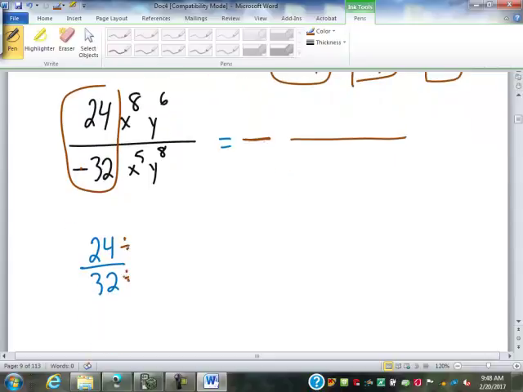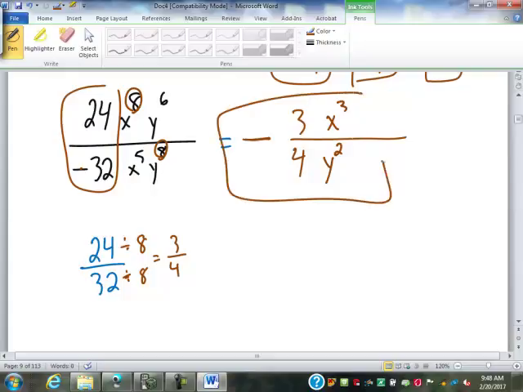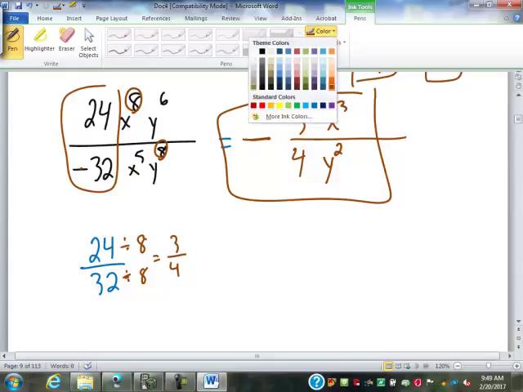What can both 24 and 32 be divided by? 8. Good. 24 divided by 8 is 3. 32 divided by 8 is 4. So 3/4 is going to be the number part of this. The negative is going to be out front. How about x? Top or bottom? Top. Power of 3. Good. The larger power was the 8. It's on top. 8 minus 5 is 3. Y? Bottom and 2. Good. Larger power is on bottom, the 8. And 8 minus 6 is 2. So this is negative 3x to the third over 4y squared.